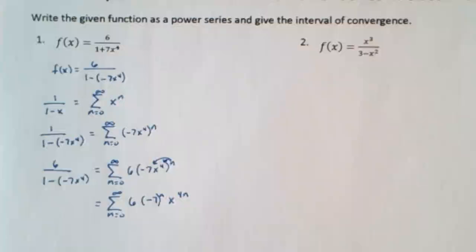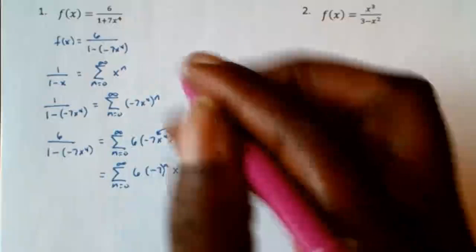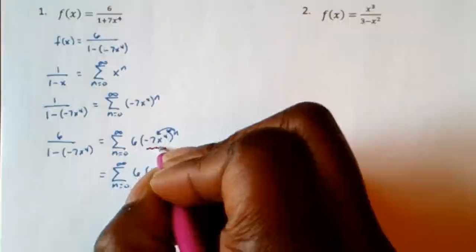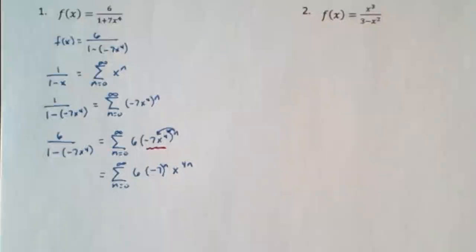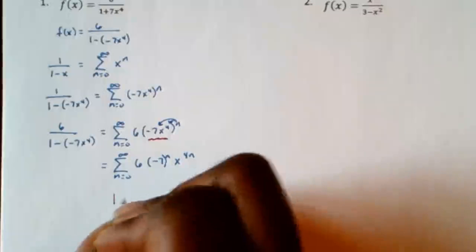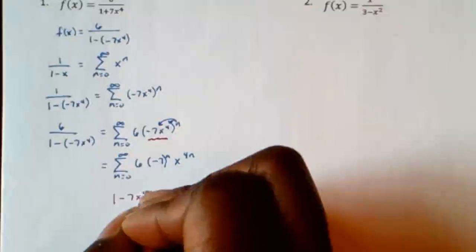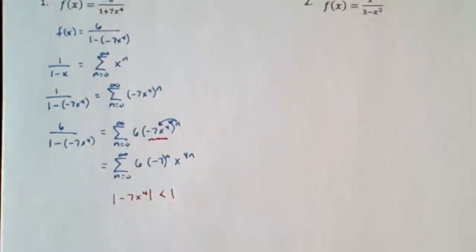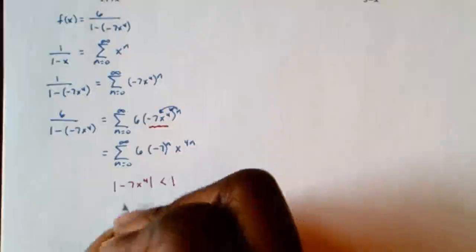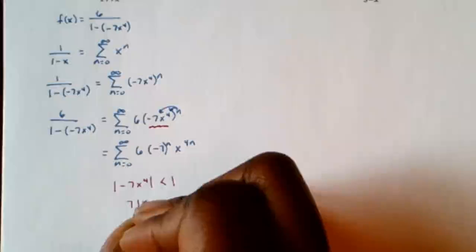Now the next thing they asked us to do was figure out our interval of convergence. If you remember, for geometric series, whatever your r is, the absolute value of that has to be less than 1. In this case, our r is the piece that's being raised to the n, which is the negative 7x to the 4th. So I know that the absolute value of negative 7x to the 4th has to be less than 1 in order for it to converge. That tells me that 7 times the absolute value of x to the 4th has to be less than 1.